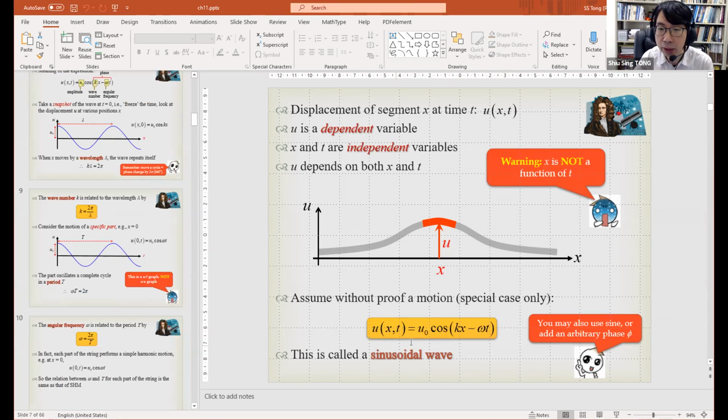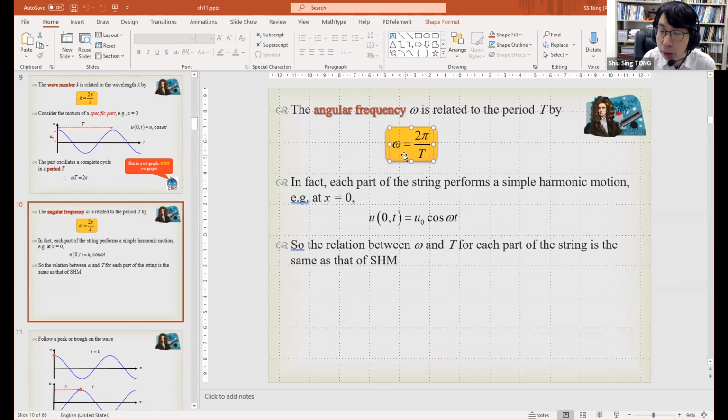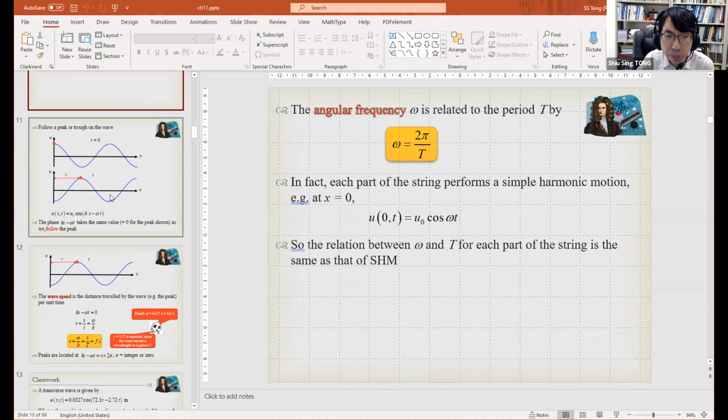We have proven that the constant k is related to the wavelength by this formula. The so-called wave number k is just the reciprocal of the wavelength multiplied by 2 pi, so that's easy to remember. And the constant omega is the usual angular frequency. The angular frequency is related to the period of the wave by omega equal to 2 pi over T, where T is the period.